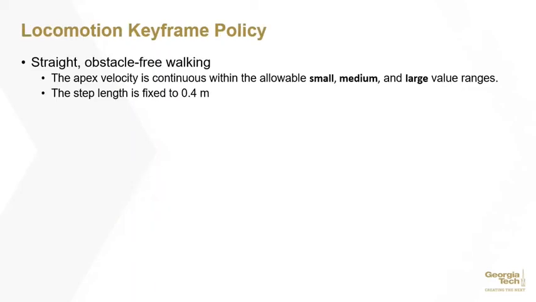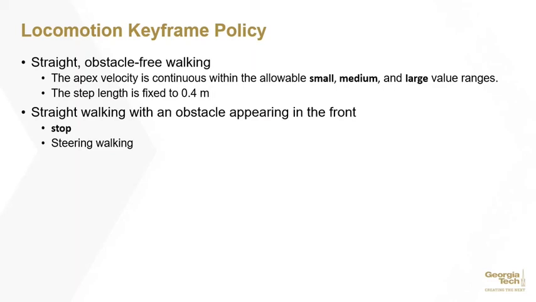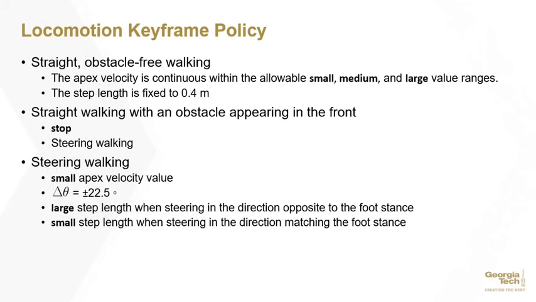Our locomotion keyframe policy is as follows. For straight walking, the apex velocity is continuous within the allowable ranges, and the step length is fixed. When an obstacle appears in front of the robot, it will either come to a stop or switch to steering walking. For steering walking, the apex velocity is maintained within a small range. The heading change is fixed, and the step length depends on the steering direction and the foot stance.